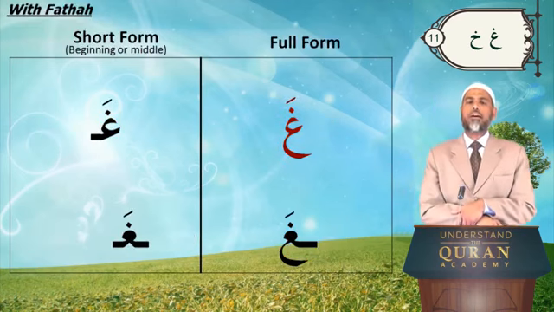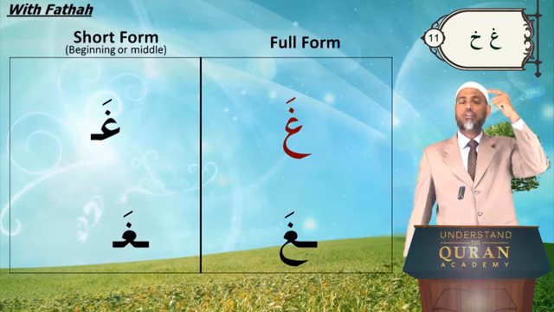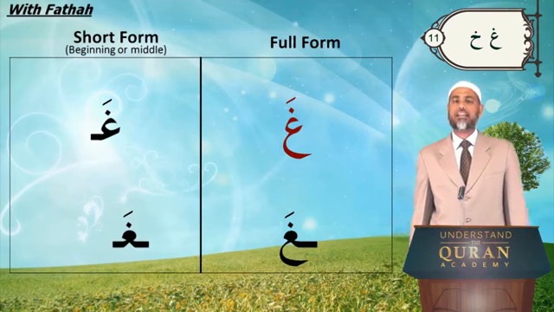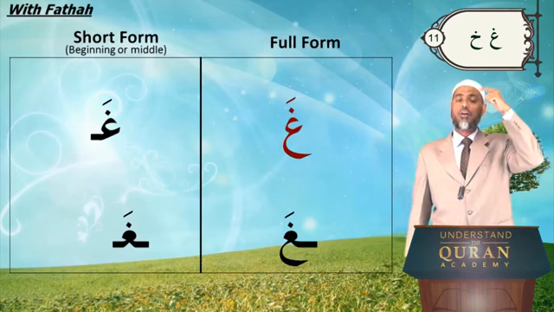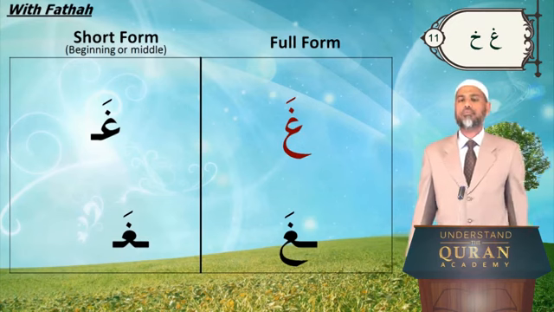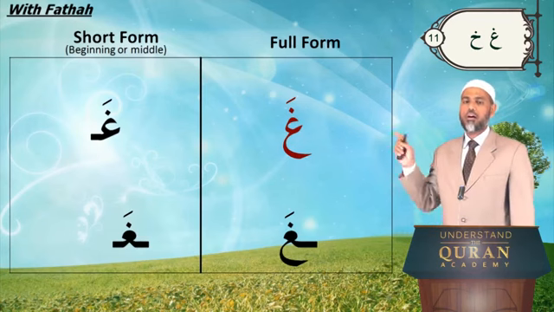Let us practice ghain with fatha. How will it be? Gha. Ghain is a high sounding letter. Don't say it the light way, that is not right. Say it high sounding, like qa. Gha, gha, gha, gha.